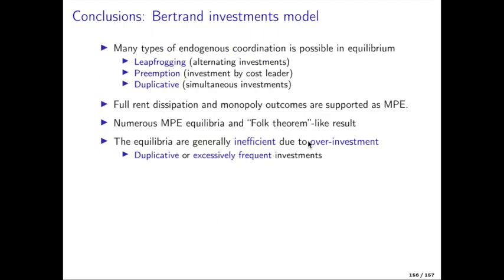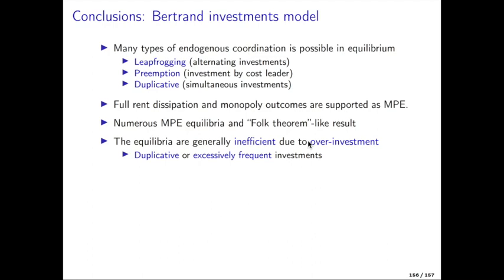So here's the conclusion for the Bertrand investment model. We find many types of endogenous coordination that are possible in equilibrium. We find leapfrogging, we find preemption, we find duplicative investments, which happen when there are simultaneous investments. The full anticipation and monopoly outcome is actually supported as a Markov perfect equilibrium. So this corresponds to the corners in the triangle. But you can also get essentially a complete rent dissipation and zero profits for both of the firms. And so this convex hull of the triangle is really like everything can happen. It's a numerous multiplicity of equilibria that fills out the triangle, and we get folk theorem-like results. If you work with continuous states, then it is the entire triangle.